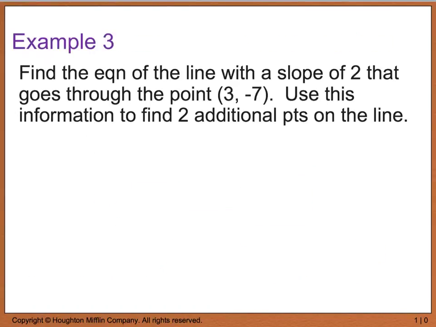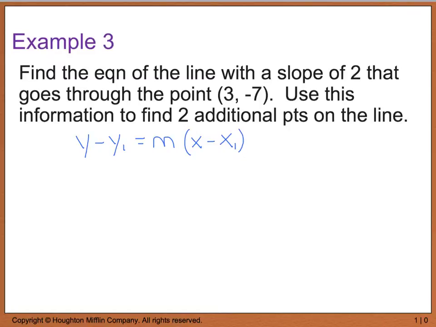So example 3 says to find the equation of the line that has a slope of 2 and is going through the point (3, negative 7). Okay, so the first thing I'm going to do is write y minus y1 equals m times x minus x1. You could technically use slope-intercept form, however, it's just not as user-friendly.